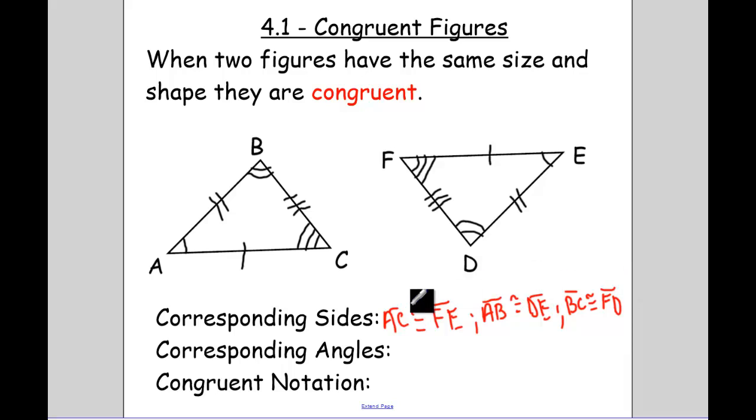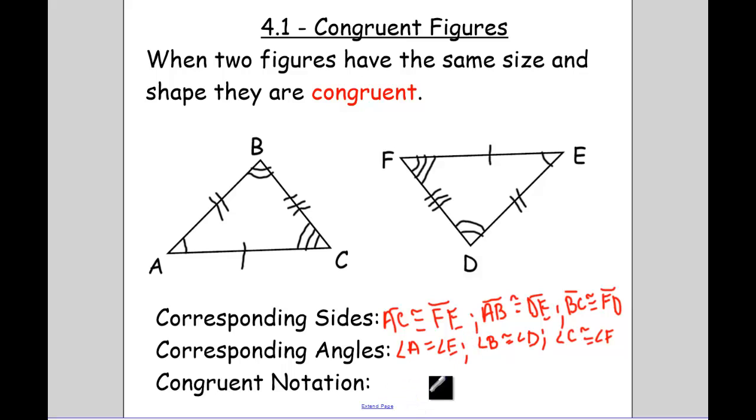Now the corresponding angles. Angle A is marked with 1, so that's going to be equal to angle E. Angle B is congruent to angle D. And lastly, angle C is congruent to angle F.